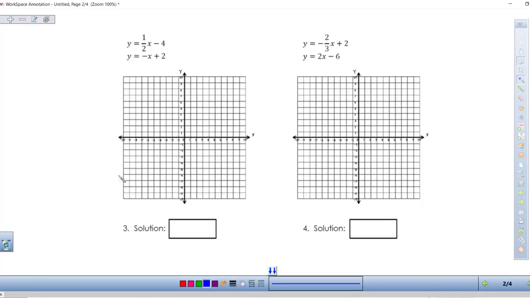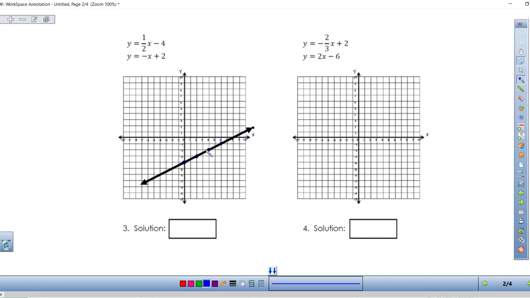Now we're going to graph and find the solution. So all of these are in slope-intercept form. When we graph in slope-intercept form, remember we start with the y-intercept. So this one will be at -4. And then our slope is positive 1 over 2, so we go up 1 over 2, up 1 over 2. I would suggest making at least 3 points if you can, because it will help make a straighter line. It is more difficult to find the solution if you don't have a nice straight line.